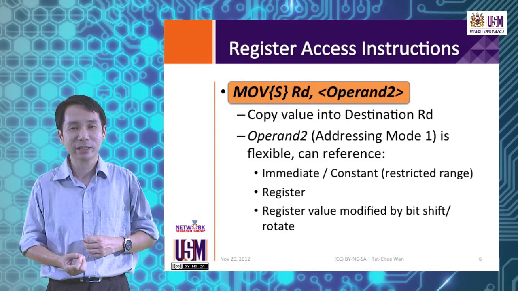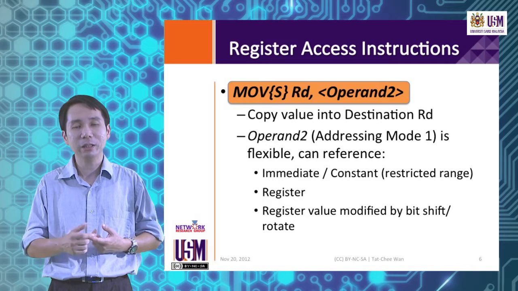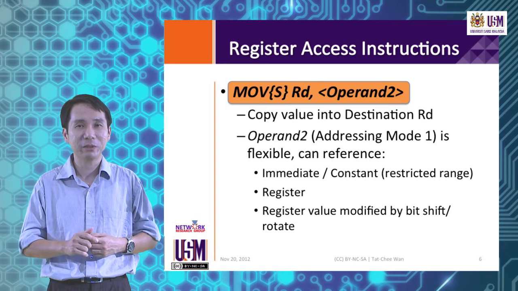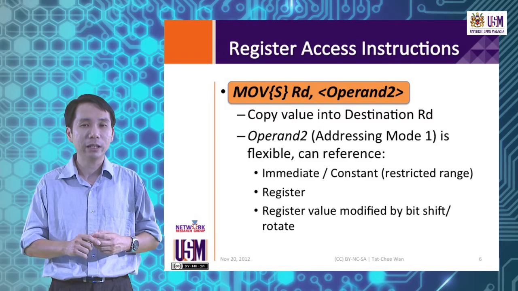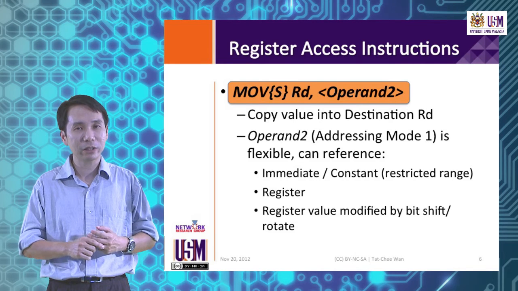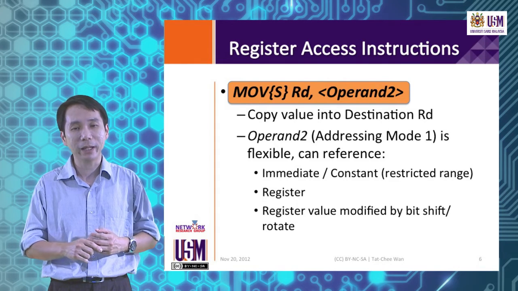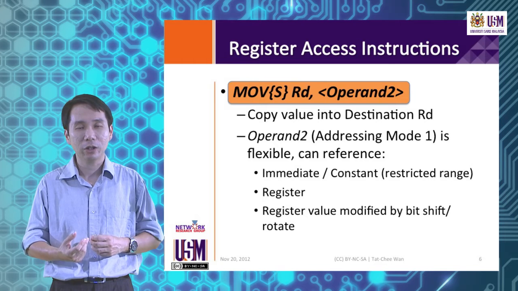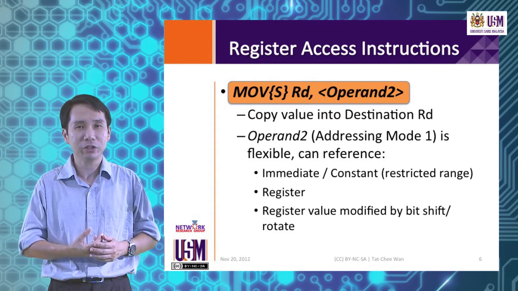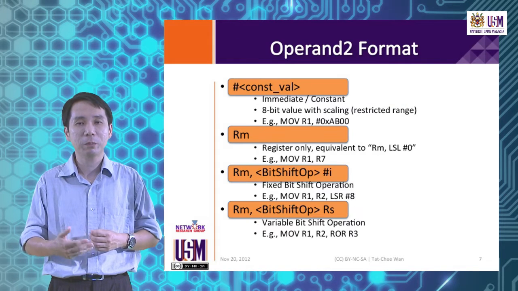It is quite flexible. It can either reference an immediate or constant value, but please take note it has to come from a restricted range. Otherwise, it can refer to a register, or finally, it can refer to a register value that is modified by a bit shift or rotate of that value before it is copied into the Rd register. Here we look at the operand 2 format in more detail.